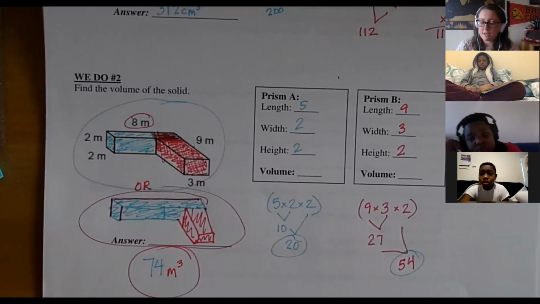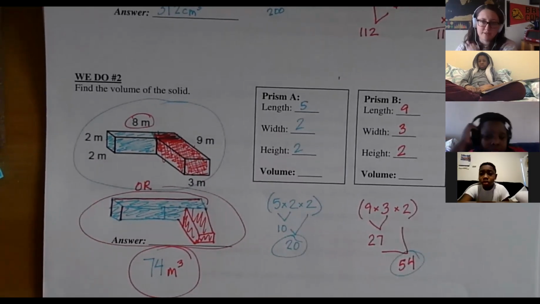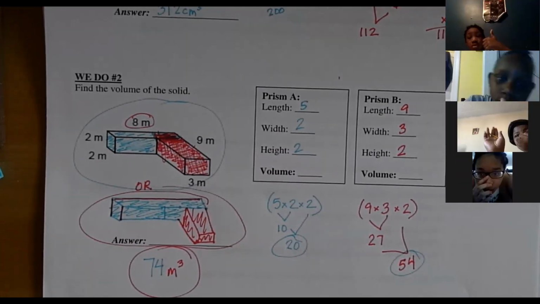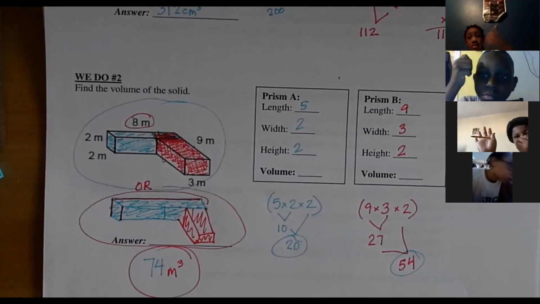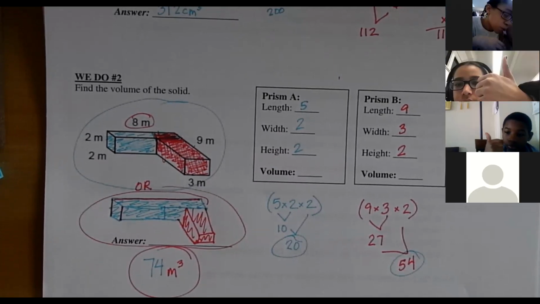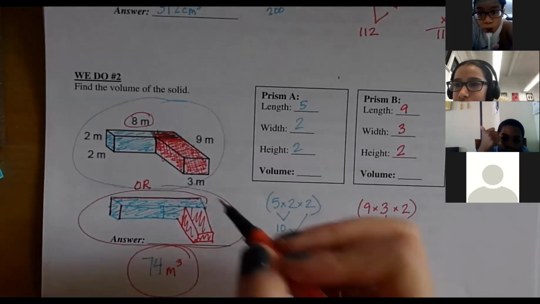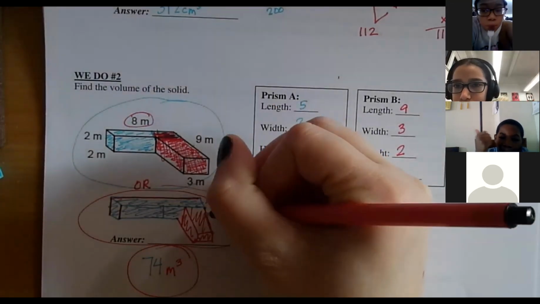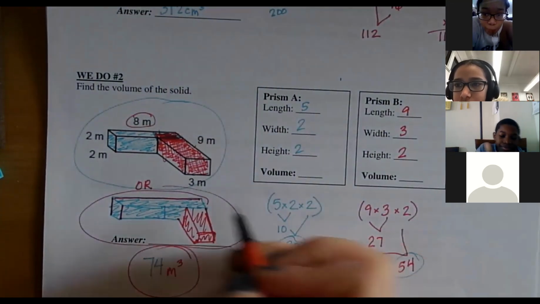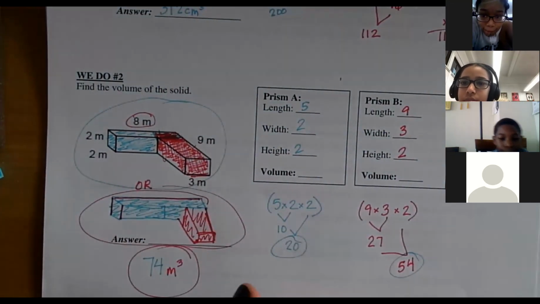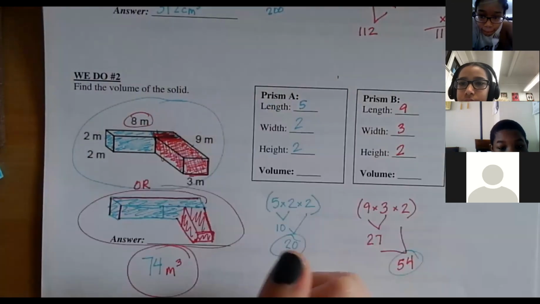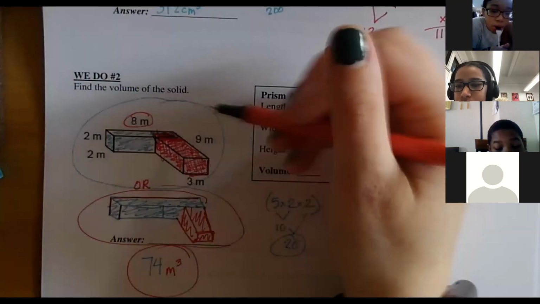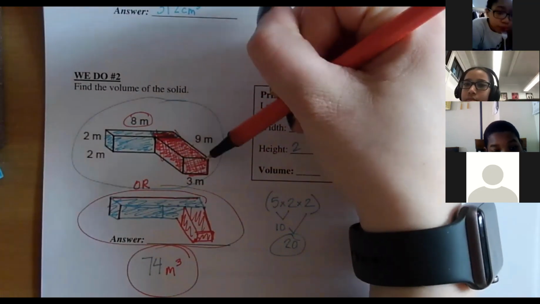Give me a thumbs up if you got 8 times 2 times 2 for Prism A. Thumbs up or thumbs down. Did you get Prism A, 8 times 2 times 2? Great, so go Krista. So then for Prism B, I would have to do this small part right here and here and here. So I know the length is 3. The height is 2, but then the whole width is 9.